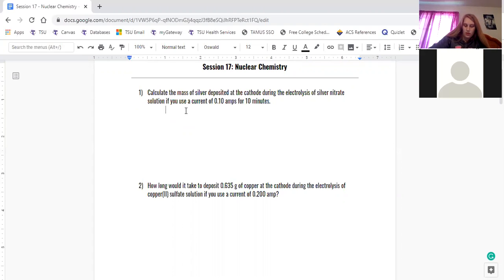So what we do know is that we have the 0.10 amps for 10 minutes. That's what they give us. So we're going to go ahead and multiply that out. So we have 0.10 amps for 10 minutes.